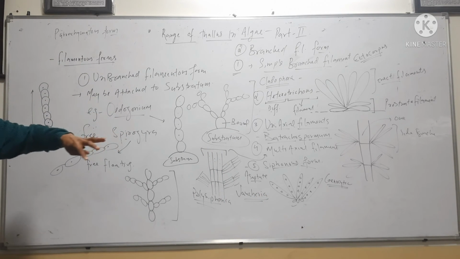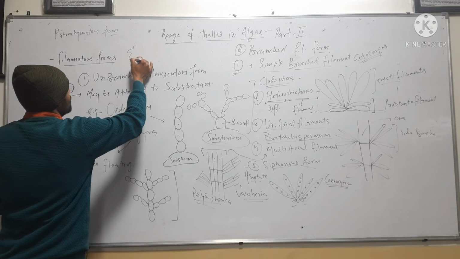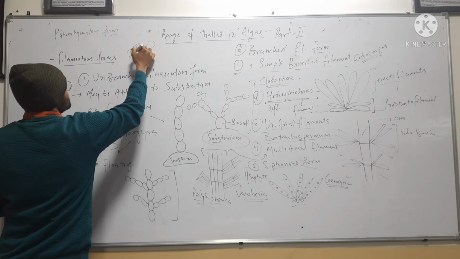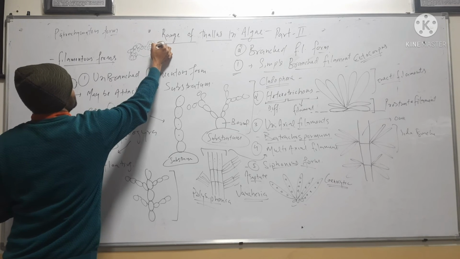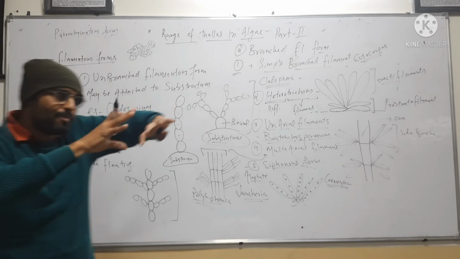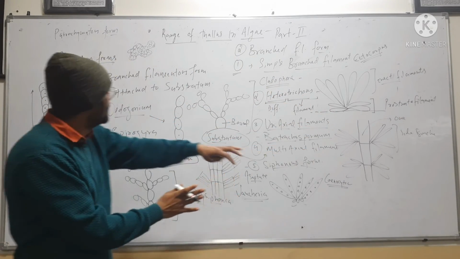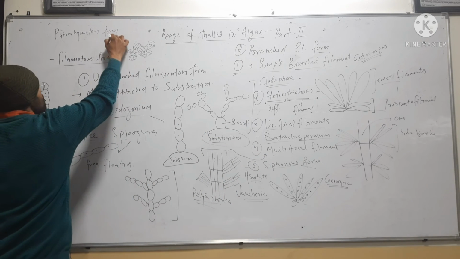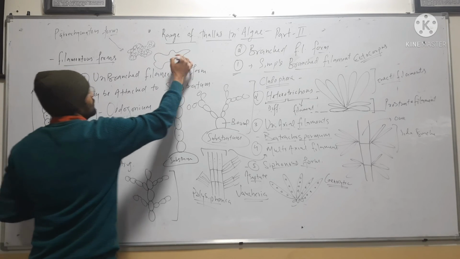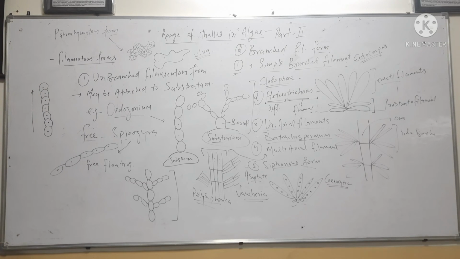And the last one is parenchymatous form. In this form, cell divides in many planes and it forms a structure like parenchymatous tissue. So the cell here divides in many planes and forms a structure that resembles parenchymatous tissue. That is why it is called parenchymatous form. Like this is a structure of Ulva. So Ulva is an example of parenchymatous form.